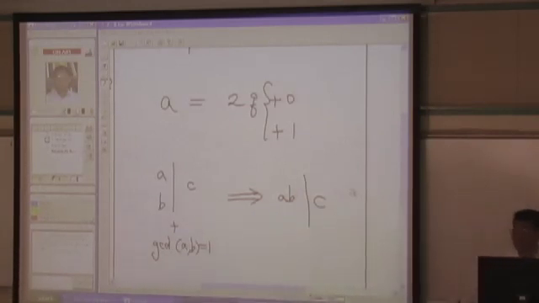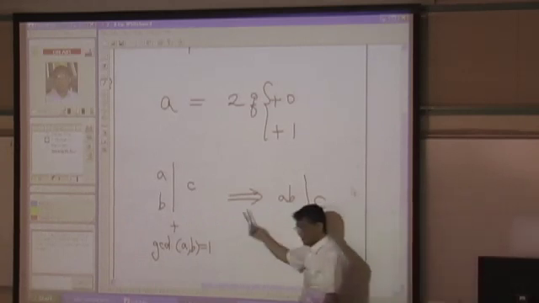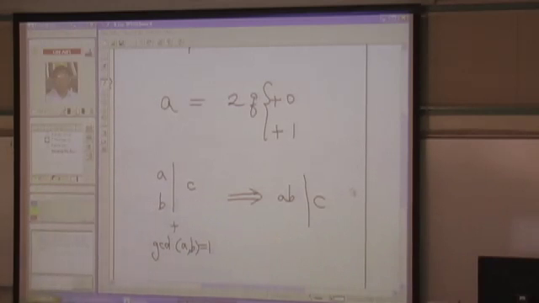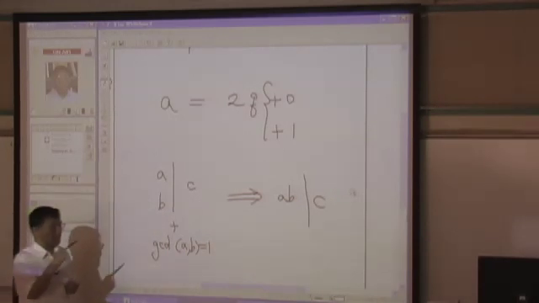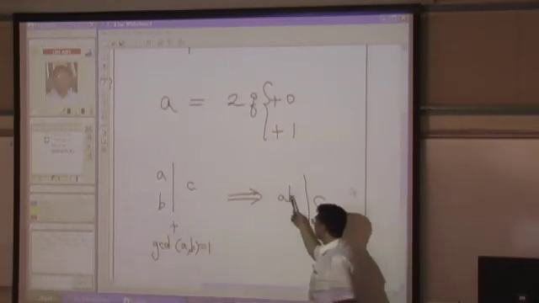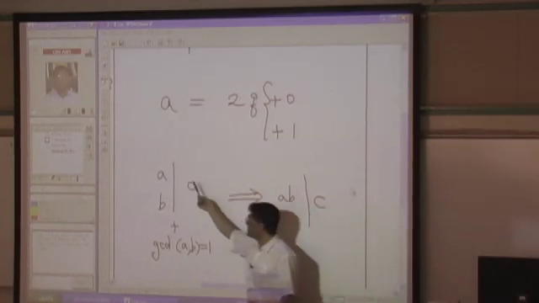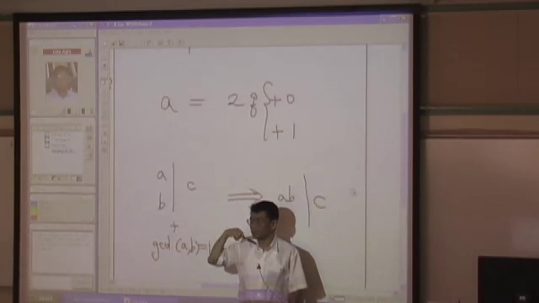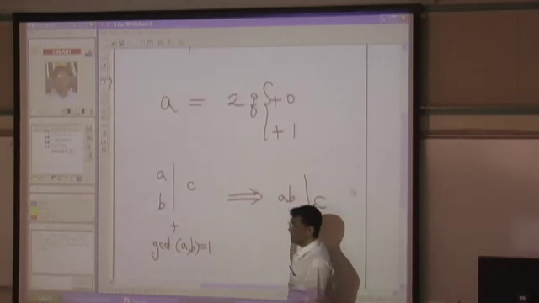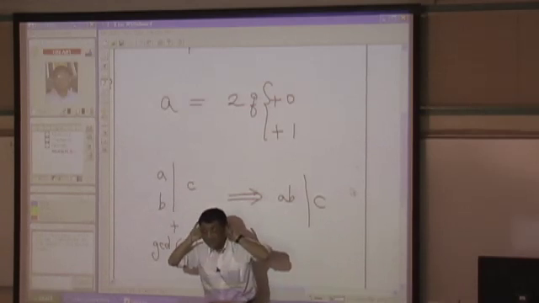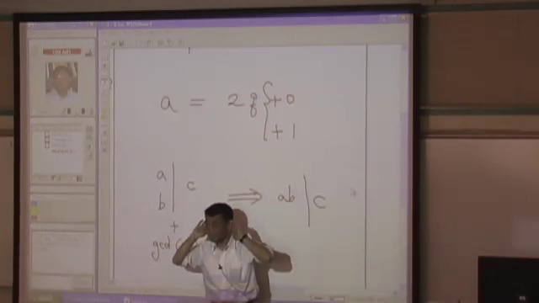You may wonder, what about the other direction? This direction is very nice, right? What about the other direction? Can you show it, or could the other direction be very trivial? So what is your guess? In other words, if AB divides C, then A divides C and B divides C. Is it true or not? If A times B divides C, then A divides C and B divides C. It's true, first of all. And is it trivial or not?